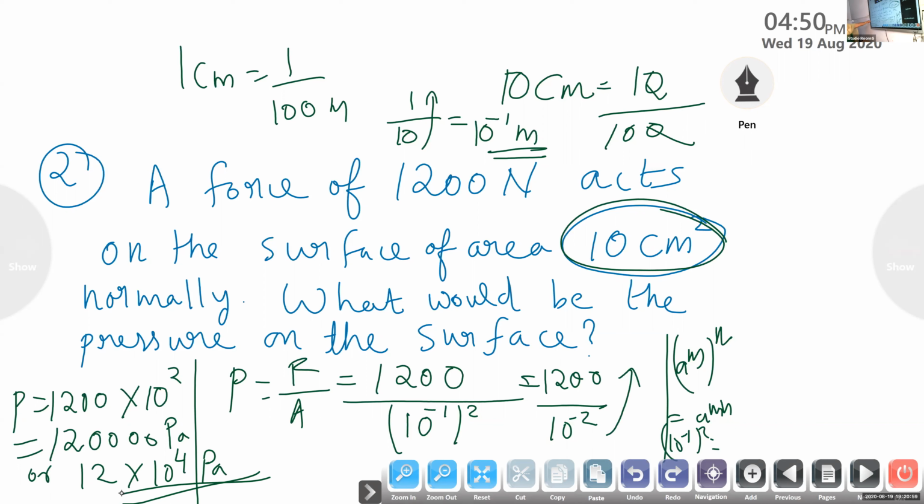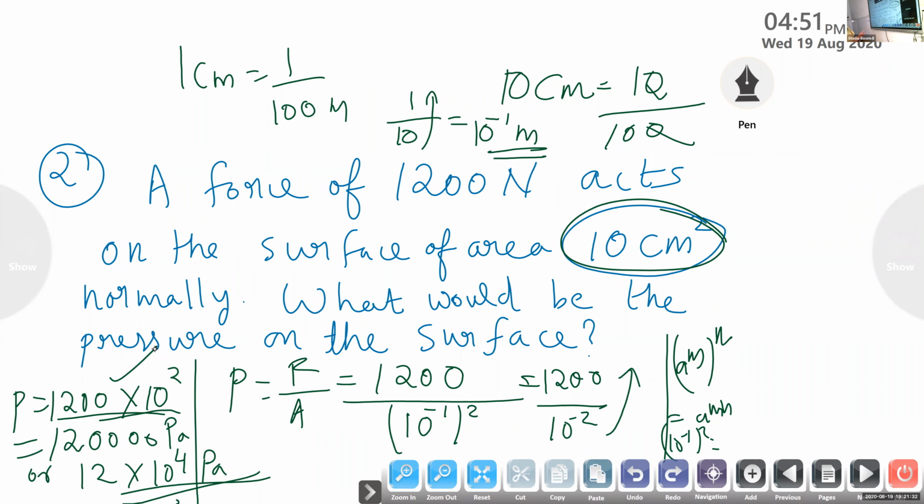Because 1200 also we can write as 12 into 10 square. 10 square into 10 square becomes 10 to the power of 4, which is 1,20,000, 1 lakh. So instead of making a big number, you can stop the answer like this also. 12 into 100 is 1,200, and finally you are getting 10 to the power of 4. Even if you stop here, no problem, you will get the marks.